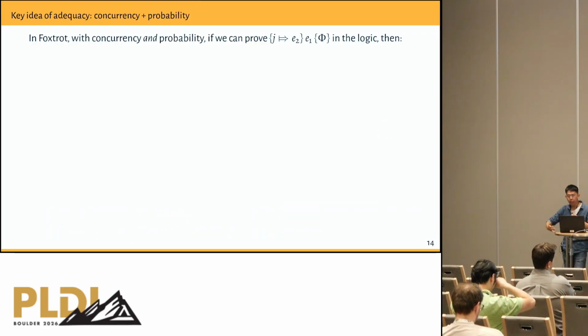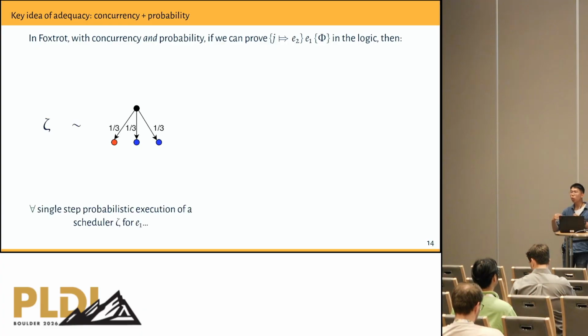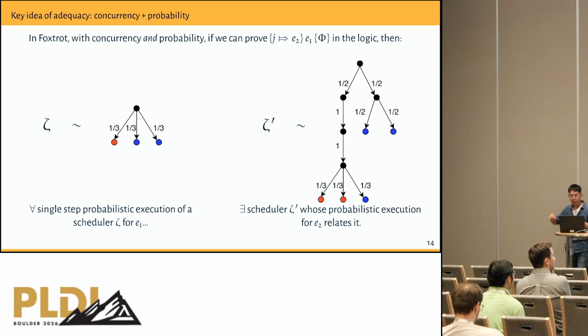Now, finally, in Foxtrot, when we have both concurrency and probability, now we have to take into account schedulers. And we quantify over all possible schedulers, and we consider every single step probabilistic execution tree of that scheduler zeta. And the logic will show that you can construct a scheduler for the right-hand side such that the probabilistic execution tree induced by the scheduler witnesses this coupling.